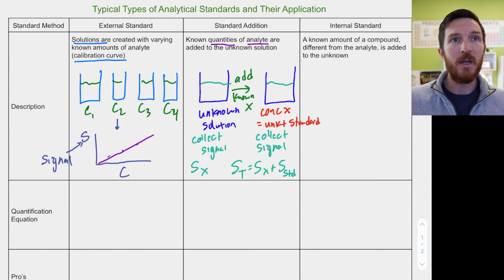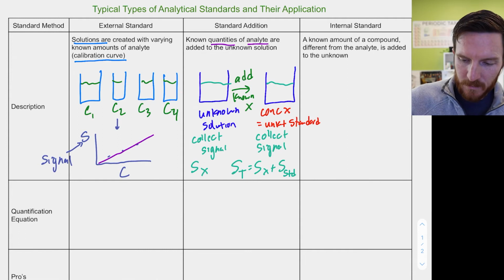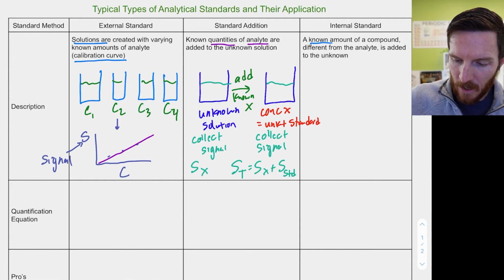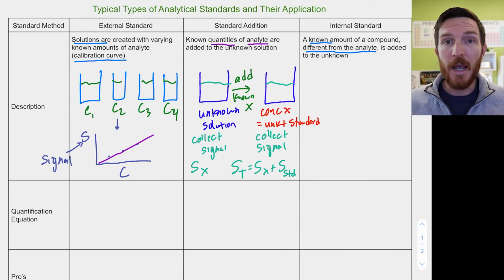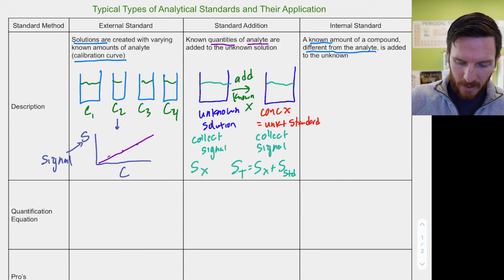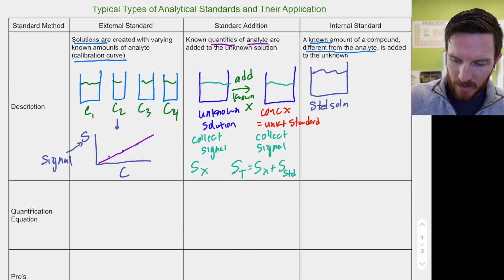The third one we're going to look at is an internal standard. With an internal standard, we're going to add a known amount of a different compound than our analyte X, and we're going to add that to the unknown. So we're going to first make our standard solution, and here it's going to have X and Y.